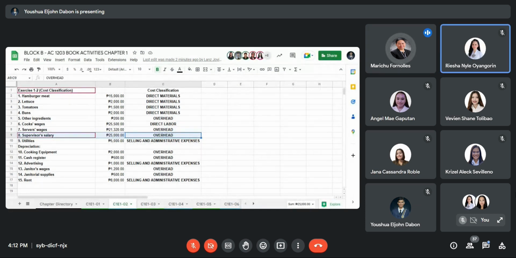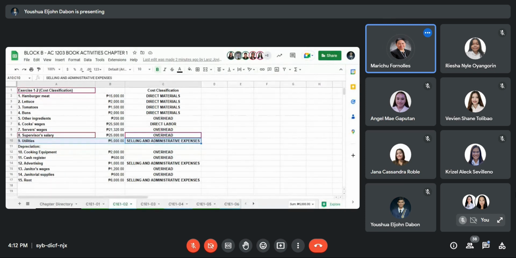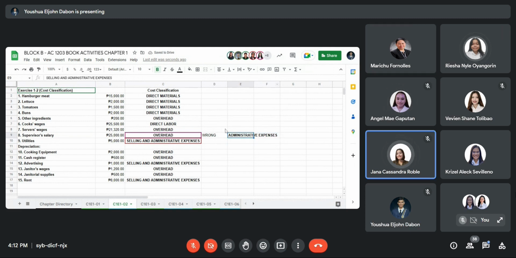Yes, miss. Actually, the manager is the supervisor at the same time. So his salaries will not be associated directly to production or to the finished product. Therefore, that should not be part of production cost, the salary of Adiye, but it should be part of selling and administrative expenses. Is that understood? Yes, miss.